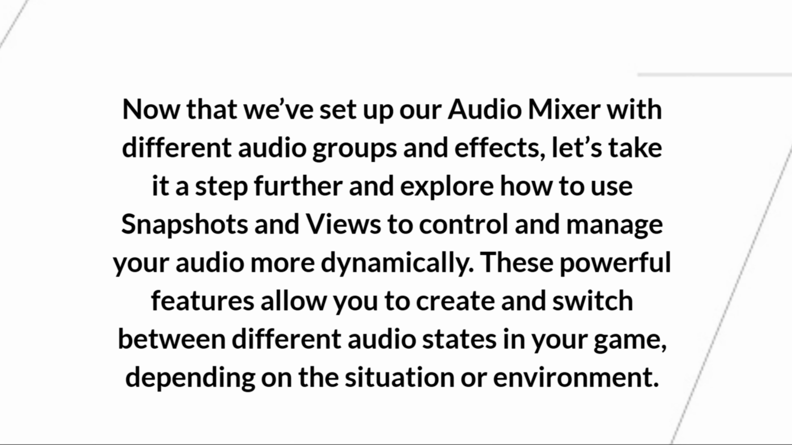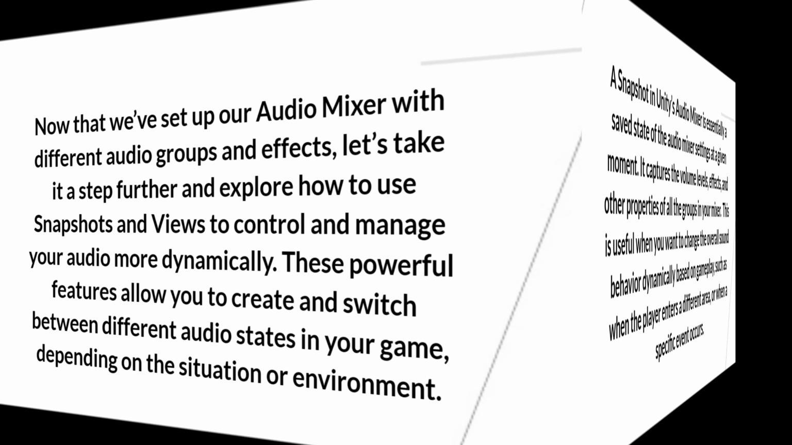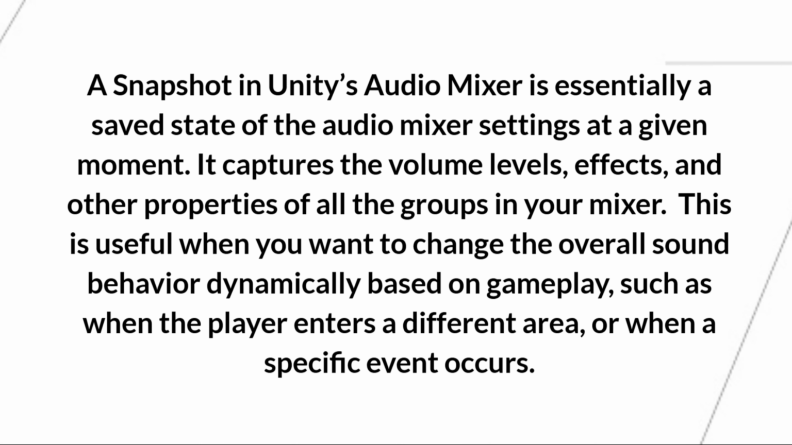Now that we've set up our audio mixer with different audio groups and effects, let's take it a step further and explore how to use snapshots and views to control and manage your audio more dynamically. These powerful features allow you to create and switch between different audio states in your game depending on the situation or environment. Let's start by talking about snapshots. A snapshot in Unity's audio mixer is essentially a saved state of the audio mixer settings at a given moment. It captures the volume levels, effects, and other properties of all the groups in your mixer. This is useful when you want to change the overall sound behavior dynamically based on gameplay, such as when the player enters a different area or when a specific event occurs.